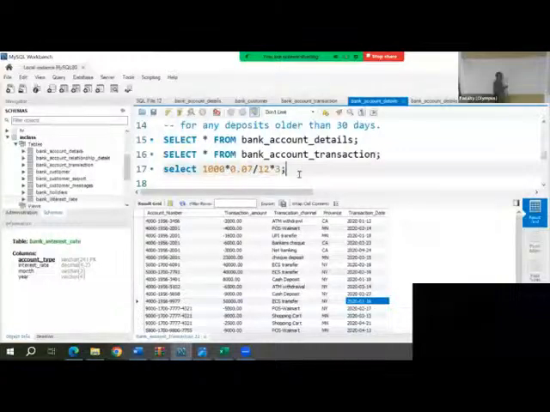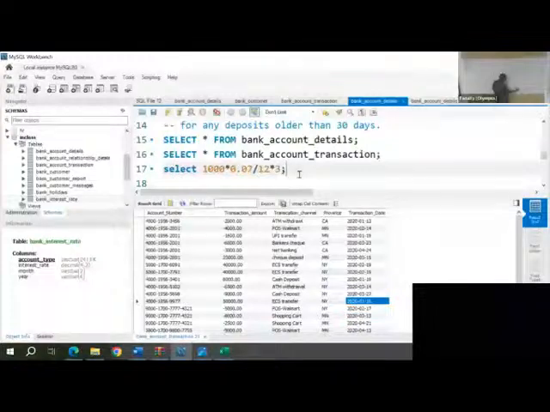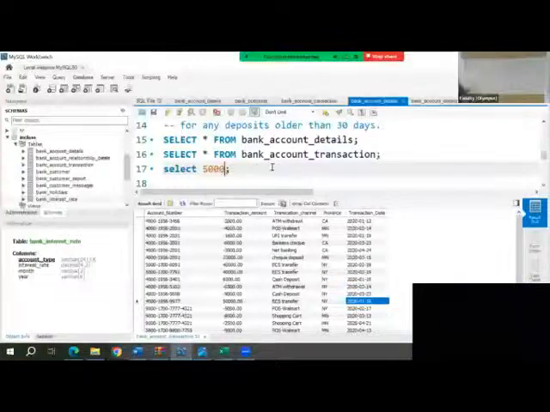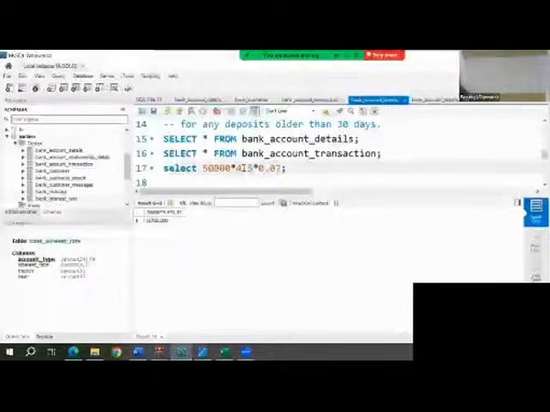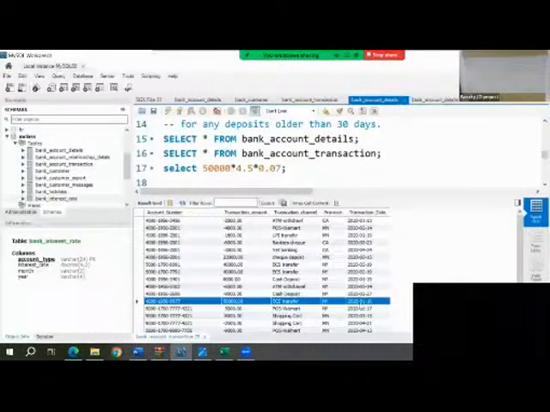How many years? 2021 is 1 year, right? So it's approximately 4.5 years. So the interest for this particular account will be 50,000 into 4.5 into 0.07, at 7% interest. So the interest is 15,750. Okay, similarly, we have to do this for all the other transactions.